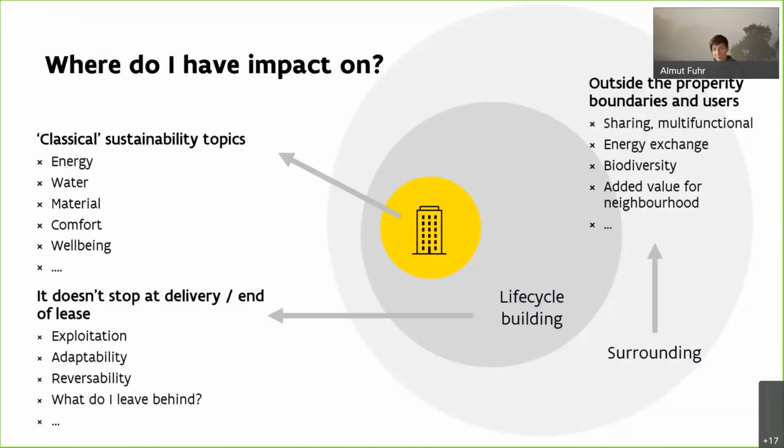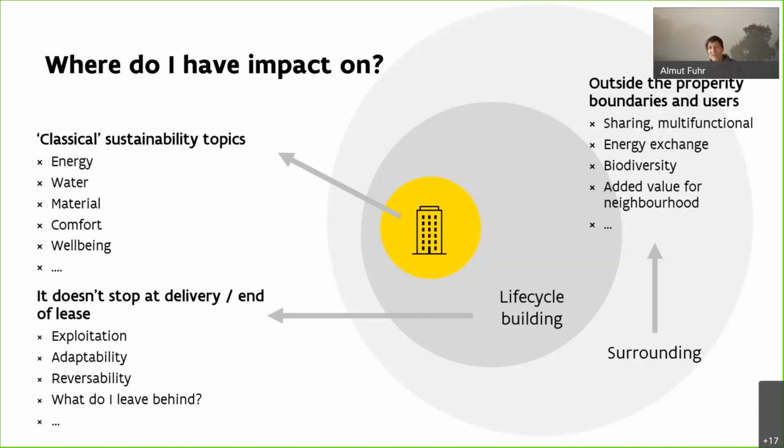Another big question is, where do we have impact? Because that's a very broad range. We often think of circularity and sustainability together because you cannot really separate them. But you have a very broad range where you can realize impact. Beginning with the surroundings of a building, because a building is never on its own. It's always part of a context, part of a city, of a smaller environment. There might be possibilities to do some sharing facilities, build it multifunctional. Maybe there's a possibility to do energy exchange, set in on higher biodiversity within the area, etc. Then you have the building itself, the yellow circle, where you might think about all the classical sustainability topics, be it energy, water, material, comfort, well-being, etc., but also the circular aspects.